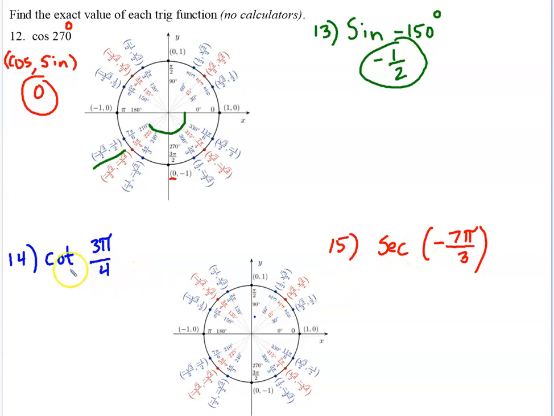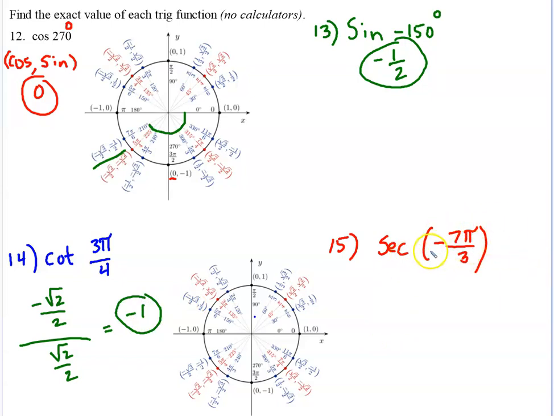Okay, very good. So let's do cotangent 3 pi over 4. So here's 3 pi over 4. Well, tangent is y over x. We're more familiar with tangent. Well, cotangent then would just be x over y. Okay, so take the ordered pair for 3 pi over 4, and the x coordinate is -√2 over 2. The y coordinate is +√2 over 2. So you can probably see that your final answer is just going to be -1.